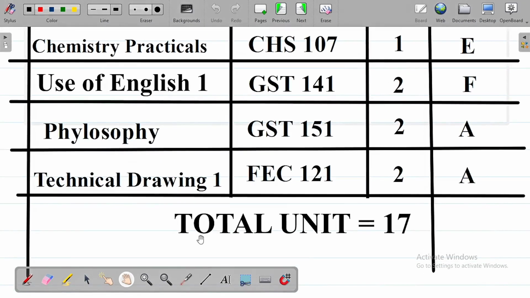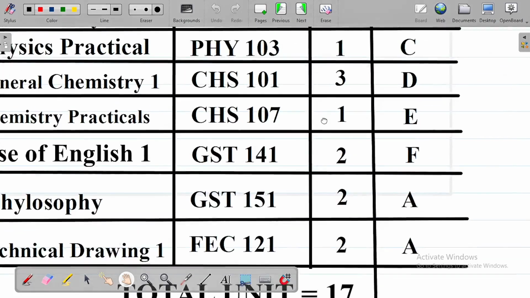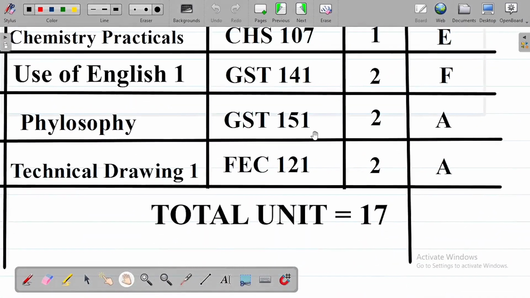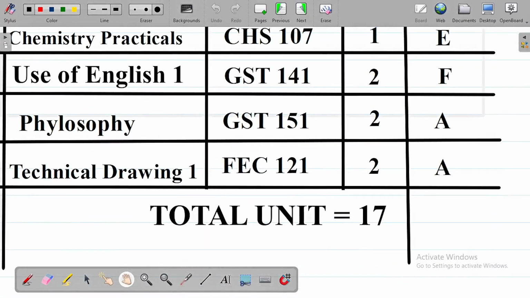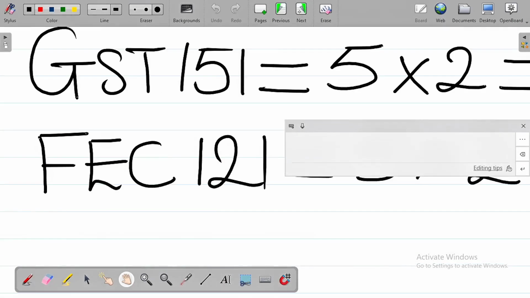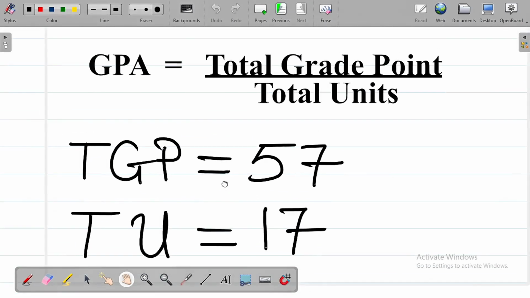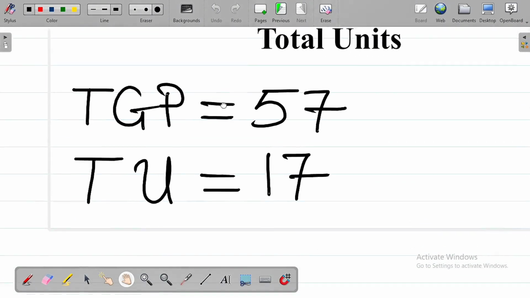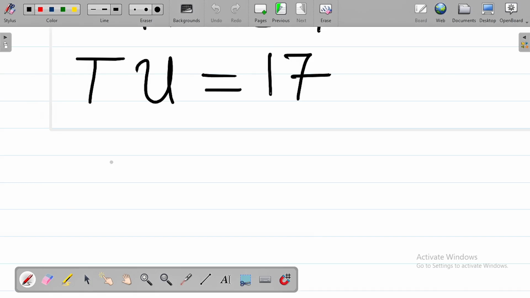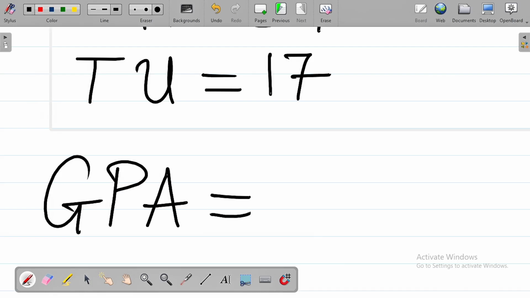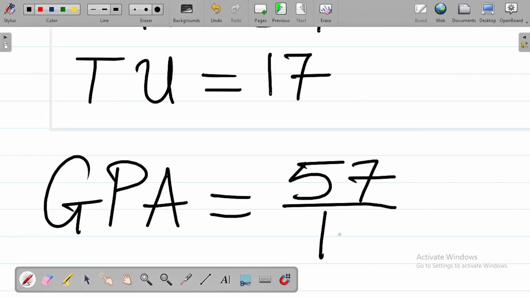And then the total unit, which is the sum of all the units, is 17. So since we've gotten the values, let's now substitute. GPA is equal to 57 divided by 17.